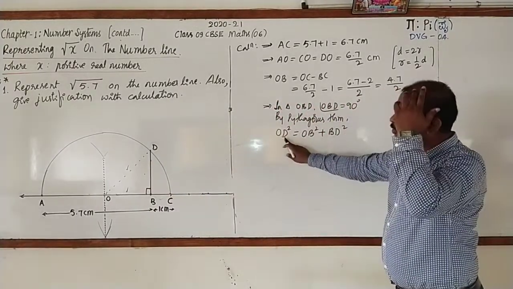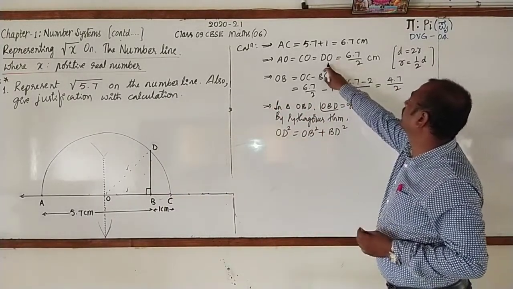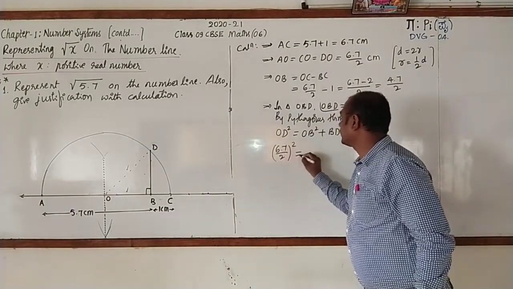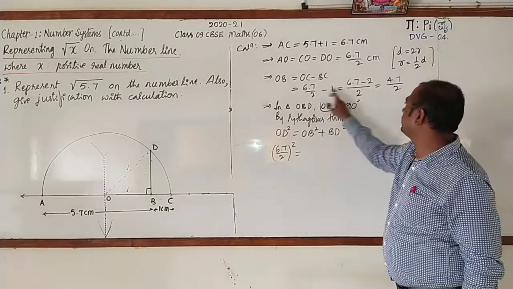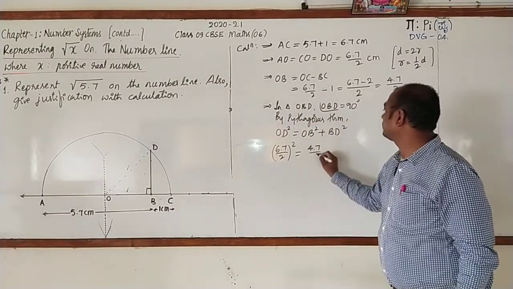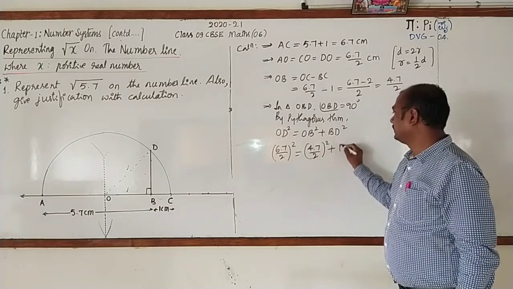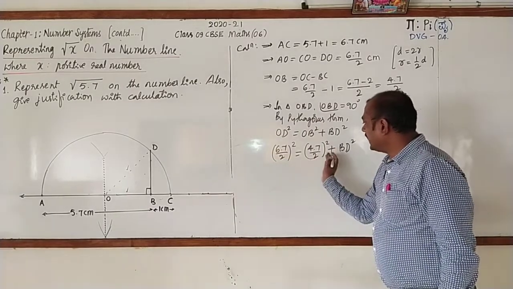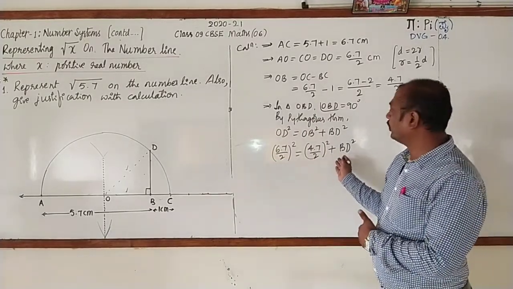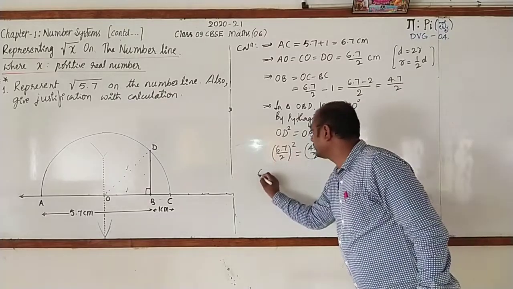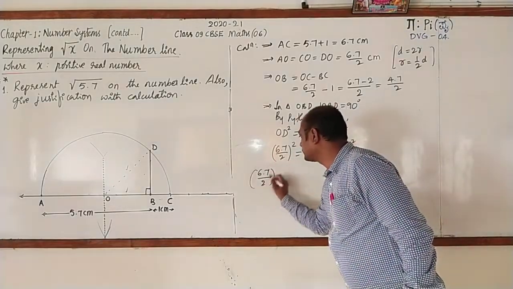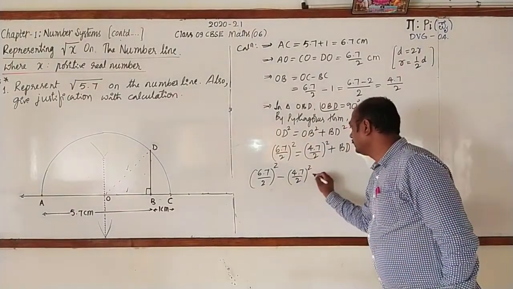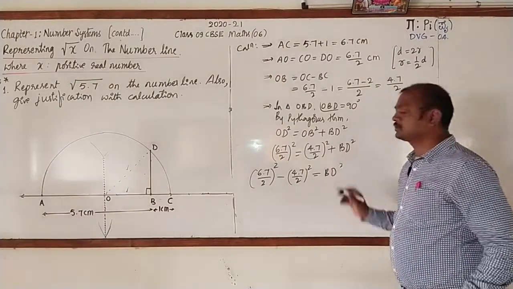Then what is OD? That we have already written. OD is 6.7 by 2 whole square. Then what is OB? Just we have calculated, it is 4.7 by 2 whole square plus BD square, it is unknown. Next, transfer 4.7 by 2 whole square to the left hand side. Now here I write 6.7 by 2 whole square as it is minus 4.7 by 2 whole square. It's equal to the remaining BD square.